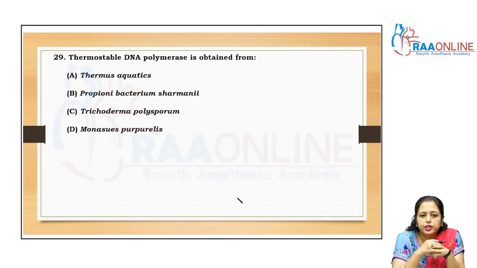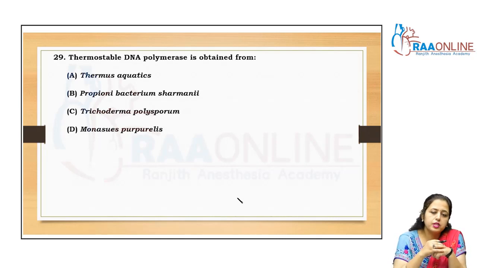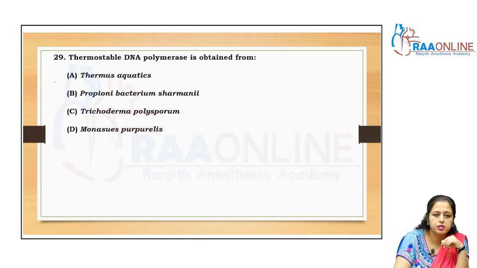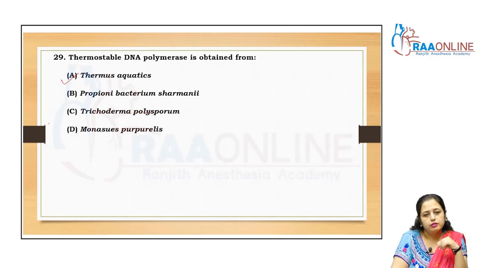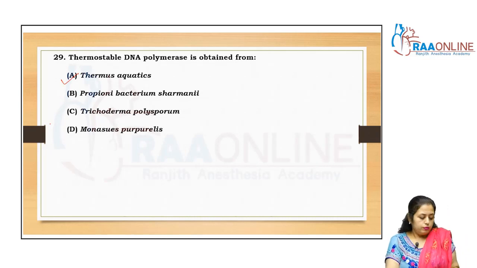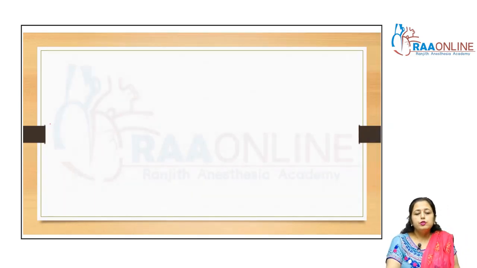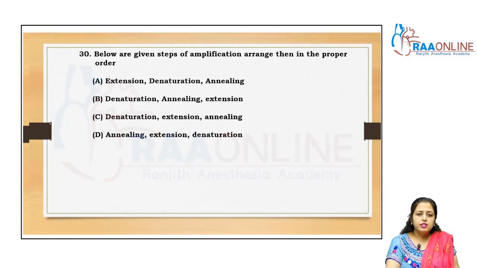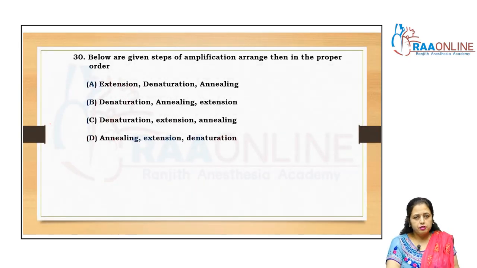Now come to the next question. Thermostable DNA polymerase is obtained from. That thermostable enzyme we already studied in the PCR. Its name is Thermus aquaticus, which is also known as the Taq polymerase in the PCR reaction.